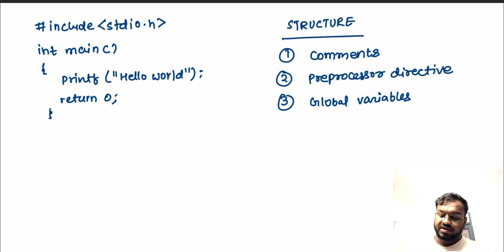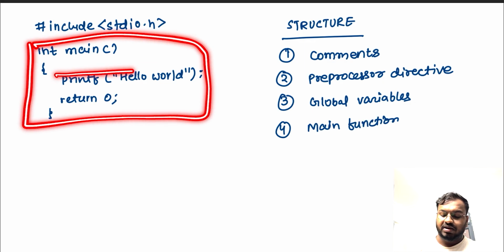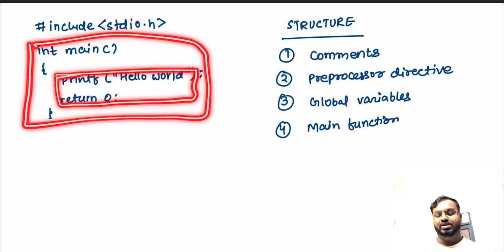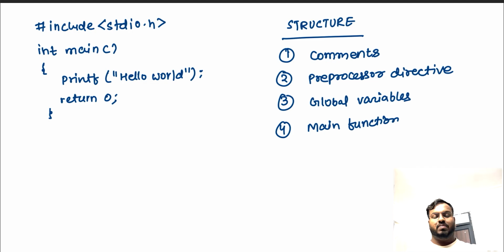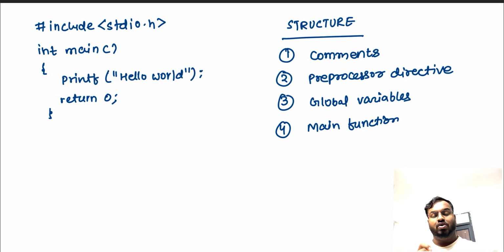And then after that we have the main function. So this is your main function, and inside the main function you write your code. Your compilation as well as execution of the program starts from the main function. And whatever code or instructions you want to write, you will write inside the main function. Those are the actual instructions of your program.